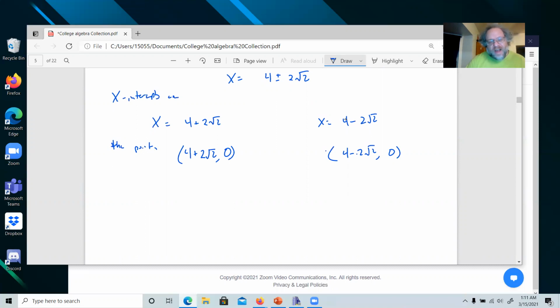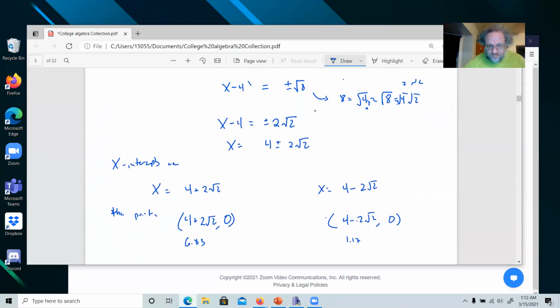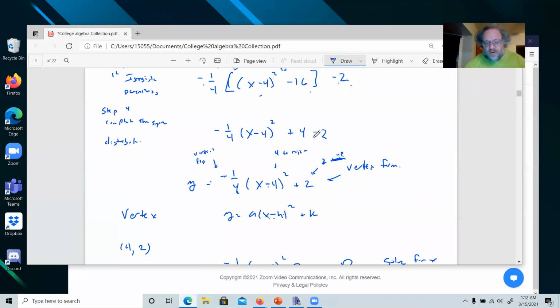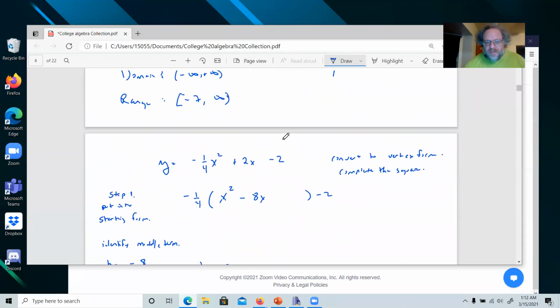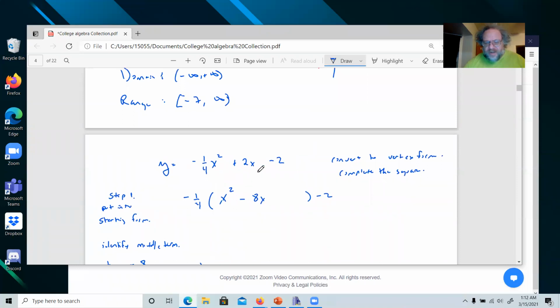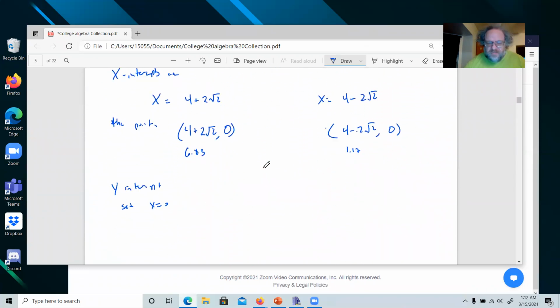Now the graph, I did go through and do this a little bit before. So 6.83-ish, 1.17-ish. And then what's the y-intercept? Well, y just had a turn at being 0, so now it's x's turn to be 0. So we're going to set x equal to 0. So again, we could use either form. What did we start with here? We started way up at the top with this guy right here, negative 1/4 x squared plus 2x minus 2.